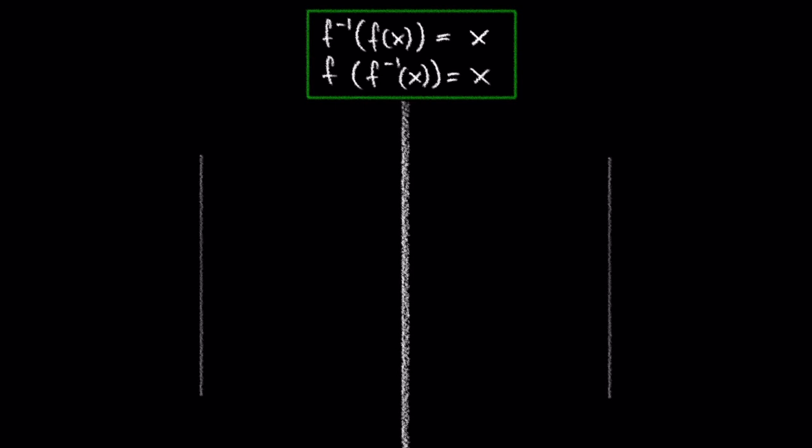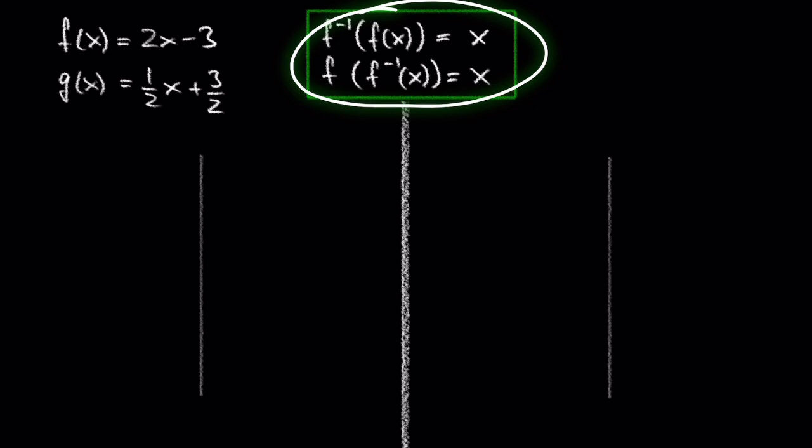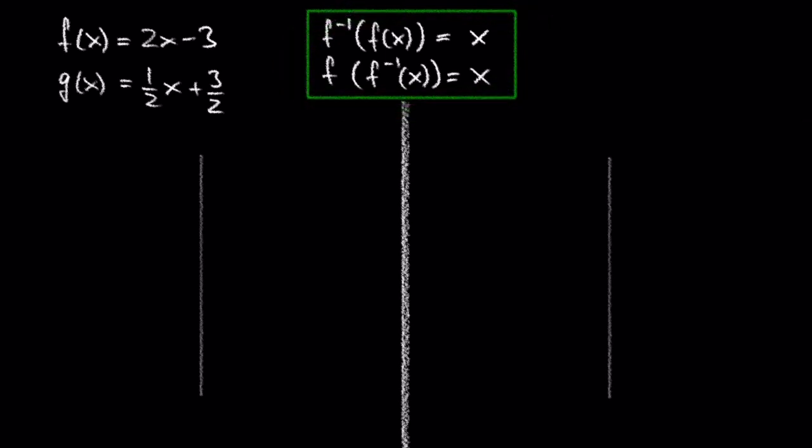So when we have, for example, the functions f of x equals 2x minus 3 and g of x equals 1/2 x plus 3/2, we just check if these two statements, f inverse of f of x equals x and f of f inverse of x equals x, are true. The only thing we have to do is to plug in f of x and g of x, and see if we get x as a solution in both equations.